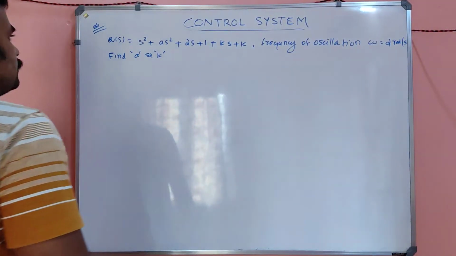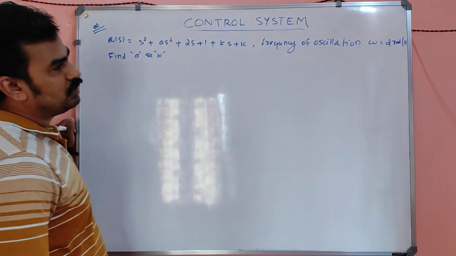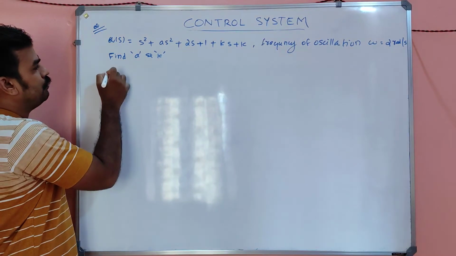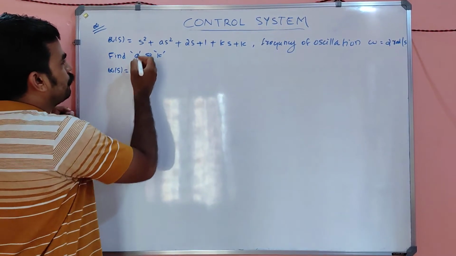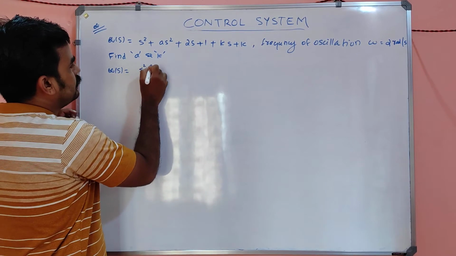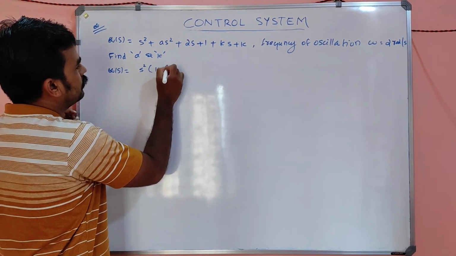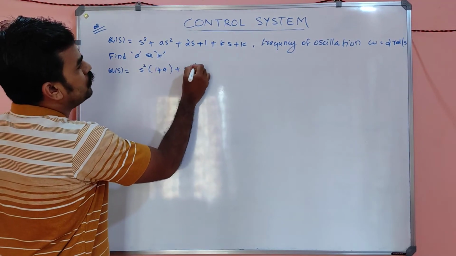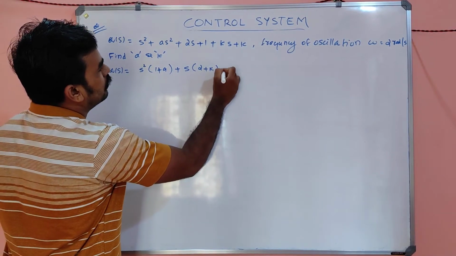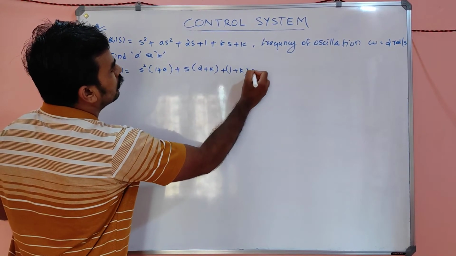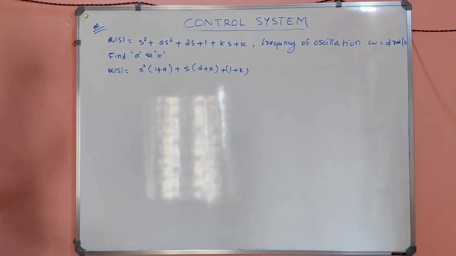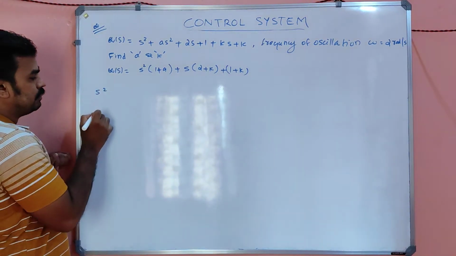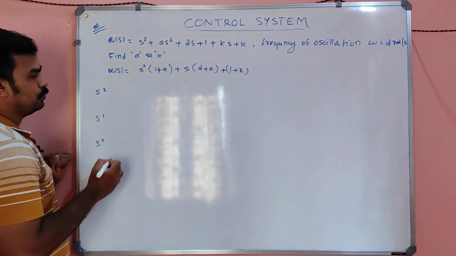Okay, how can we do this? Again, you have to go for the Routh table. Before that, we have to rearrange the equation, my dear. Q of S is equal to, I can take S square common, so S square into (1 plus A) plus S into (2 plus K) plus (1 plus K). This will be the standard form. So again go for the Routh array.